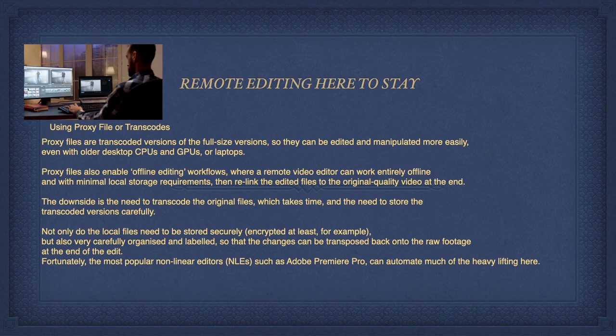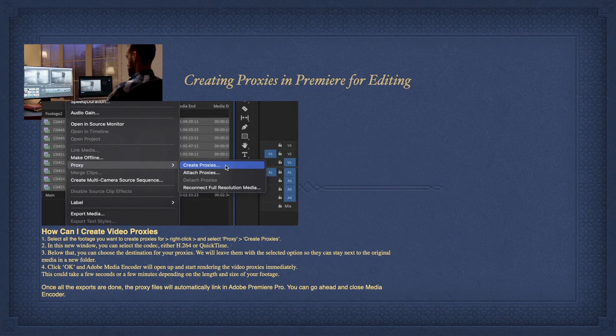Not only do local files need to be stored securely, they may need to be encrypted as well. They need to be labeled and organized, otherwise it can be a nightmare. So you must make sure that you label your clips correctly. Fortunately, most popular nonlinear editors such as Premiere and Avid can do a lot of this heavyweight lifting here. So here's a step-by-step demo of how you can do this.